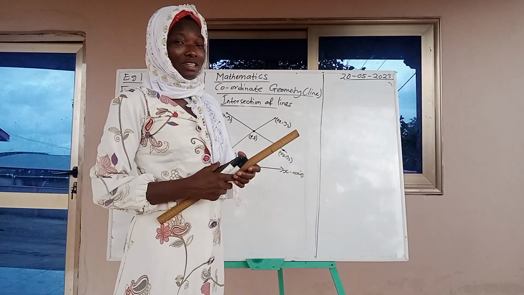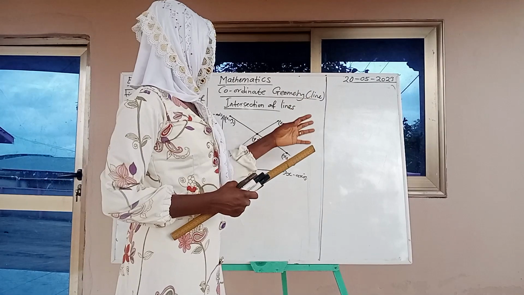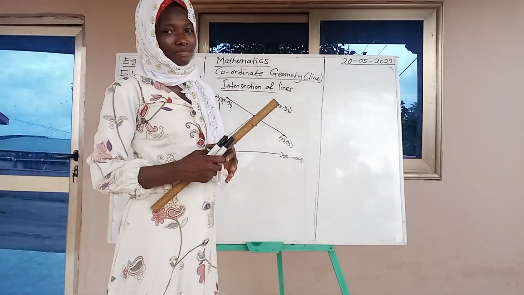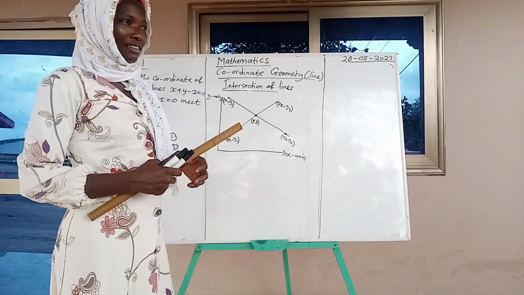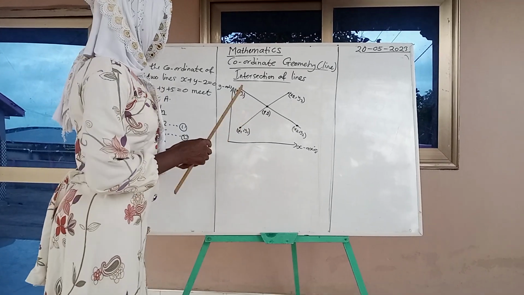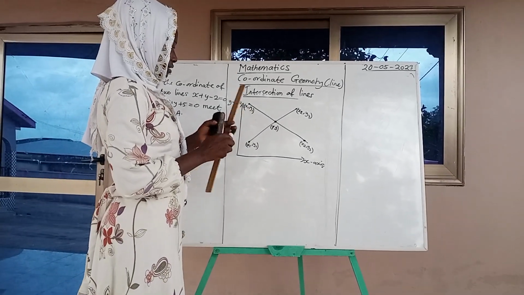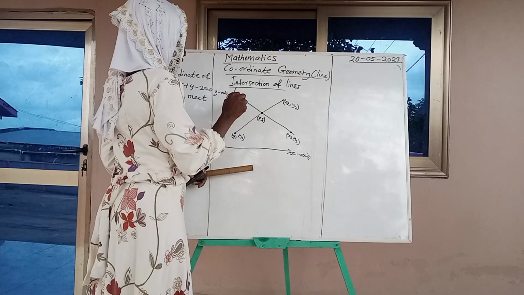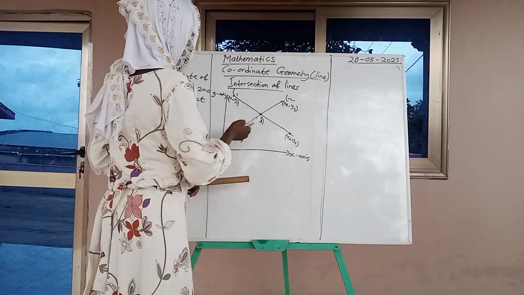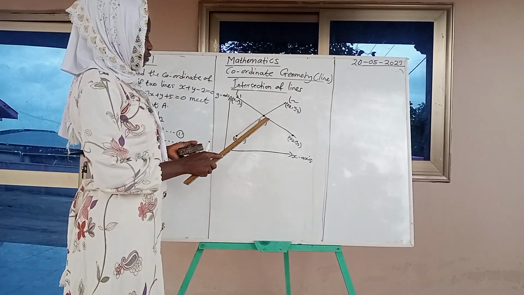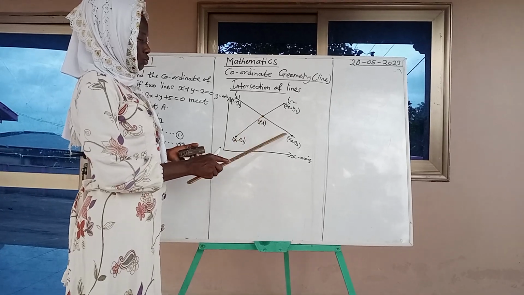Today we are going to look at coordinate geometry, still under lines, that's intersection of lines. How do we find the coordinate of the intersection of lines? So we have two lines here. Let's say this one is L1 and this one is L2, line 2. So we are going to look for the intersection of these two lines.